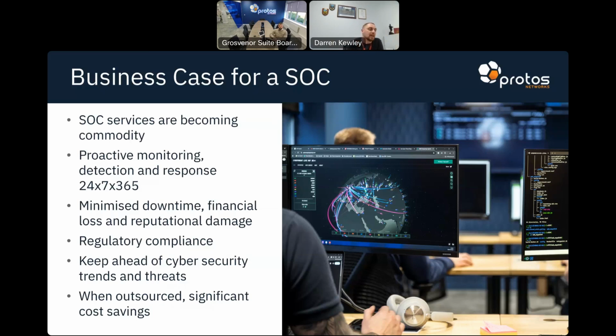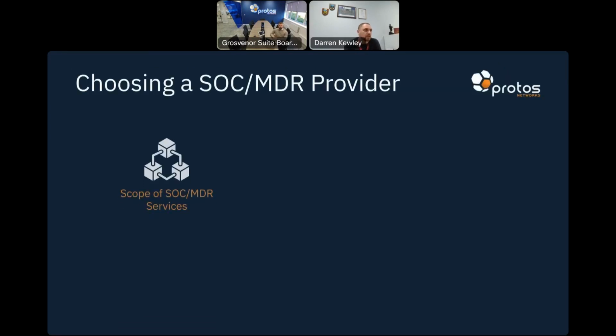Now, when you outsource, there can be significant cost savings as well. You don't have to take on 3 security analysts at 35, 45, 60, 70 grand a year. This can build up, and then the investment in the systems could be thousands of pounds a month. Outsourcing aims to bring that in at an affordable level for organizations.